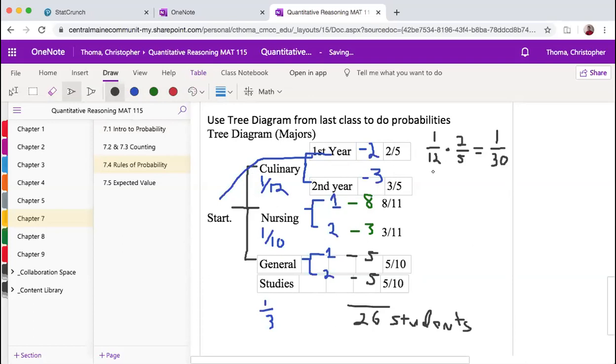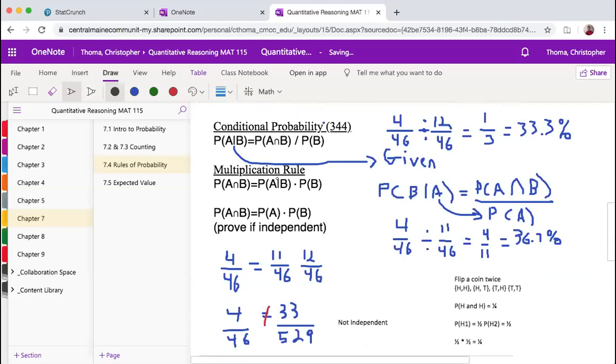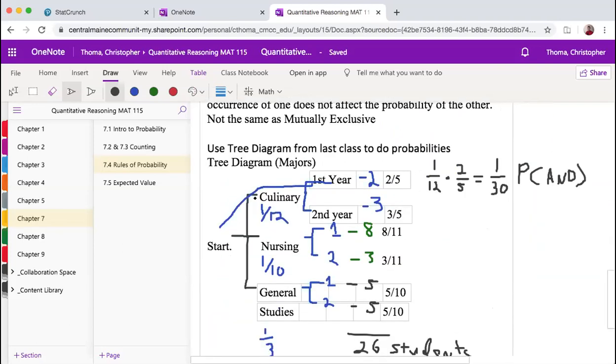So that's the chance that if you're a student, you're a first year culinary. This is the probability that you're first year and culinary. When you multiply them, you get your and. Off a tree, only off a tree, not always and. And that goes back to this formula right here, the multiplication rule. The probability of A and B equals the probability of A given B times the probability of B. And that's what we just did. Here's the probability of culinary. Here's the probability of my given. I multiply the two probabilities, and now I have my and. So this means that I'm in culinary and a first year.